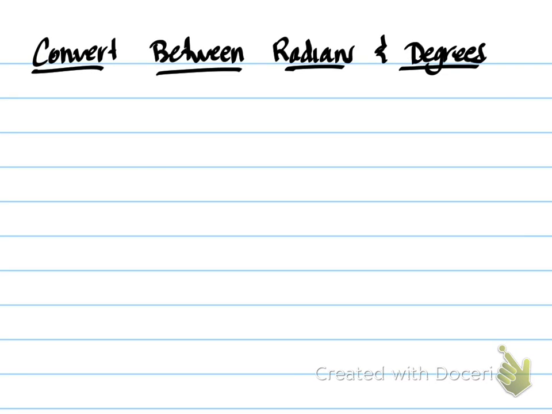All right, guys, in this lesson, we're going to learn how to convert between radians and degrees. First of all, a radian is a different type of measurement of a degree measure.